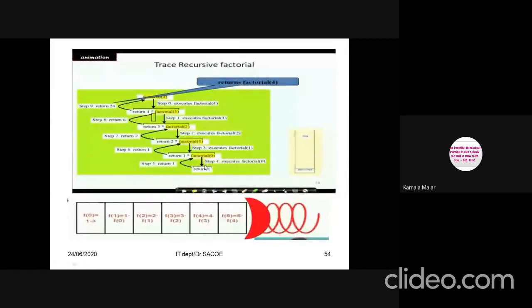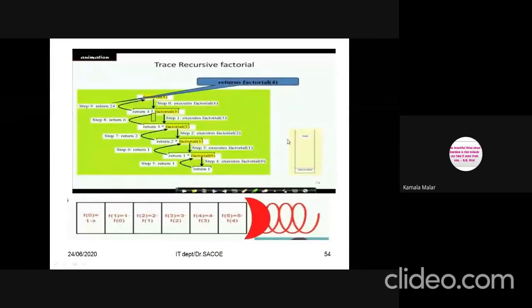From here it will return the value. So 1. In the previous calls we left the calculation incomplete. 1 into the return value 1, that is 1 into 1. So it returns back. So backtracking. Here they use the data structure stack.